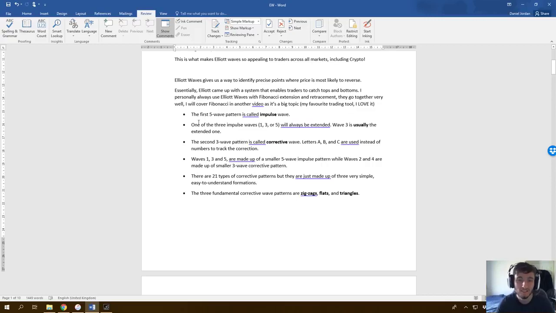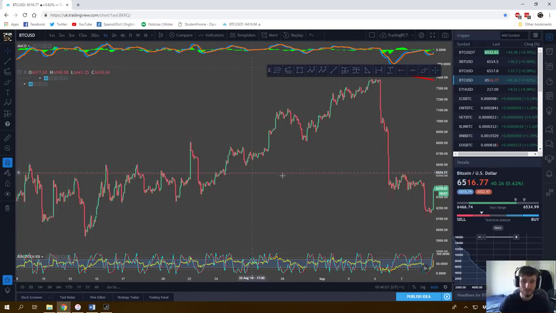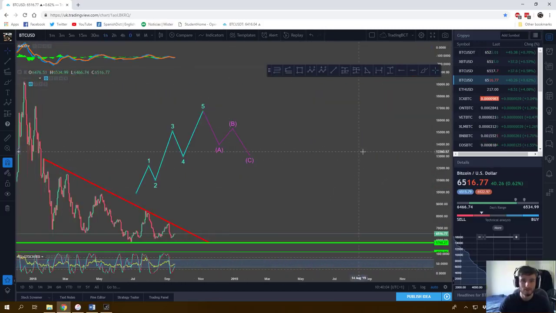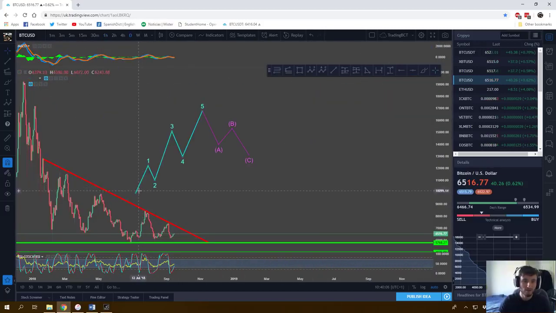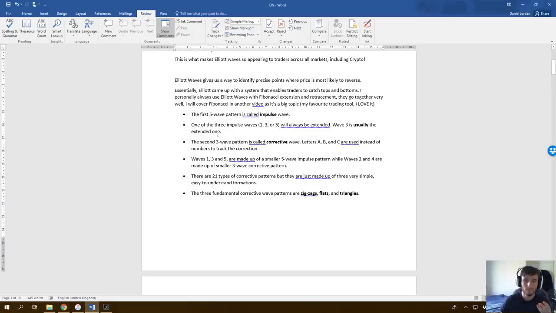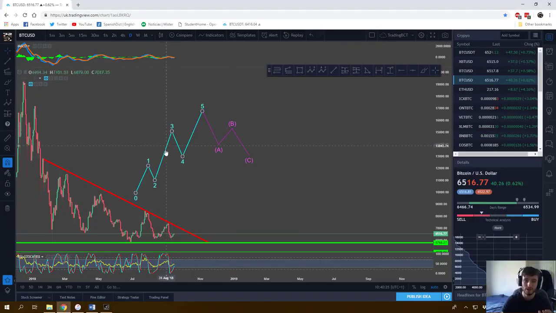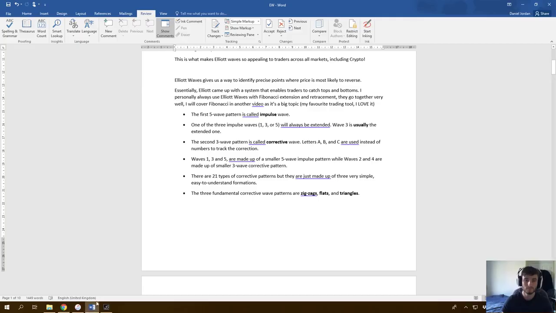So let's continue. The first five waves in a pattern are called the impulse waves. These 5 waves, 1, 2, 3, 4, 5, are called the impulse waves, okay? One of the 3 impulse waves, 1, 3, or 5, will always be extended, meaning one of those waves will be longer and bigger. And this is very often wave 3. Wave 3 is most of the time going to be the biggest wave, okay?